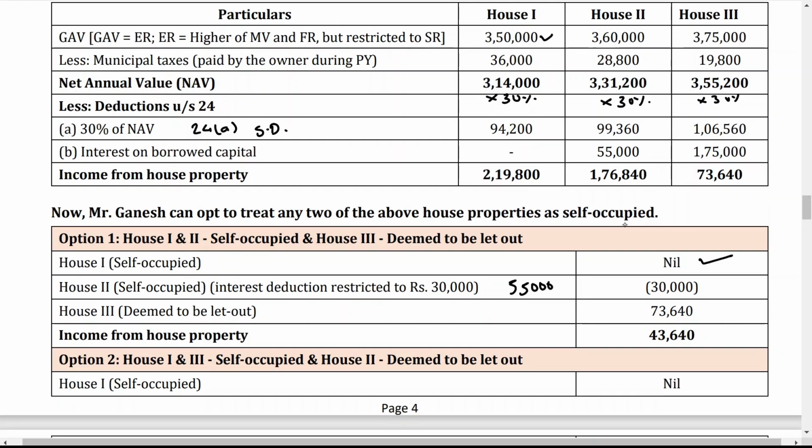House 3 is deemed to be let out, which means you have to consider this as income. So 73,640. If you combine these, then your income from house property is 43,640, because 30,000 will be deducted from this amount. So if you treat house 1 and 2 as self-occupied property and house 3 as deemed to be let out property, then this is your answer.